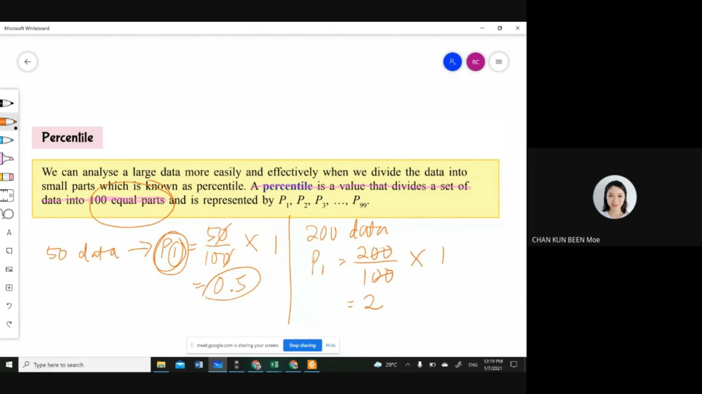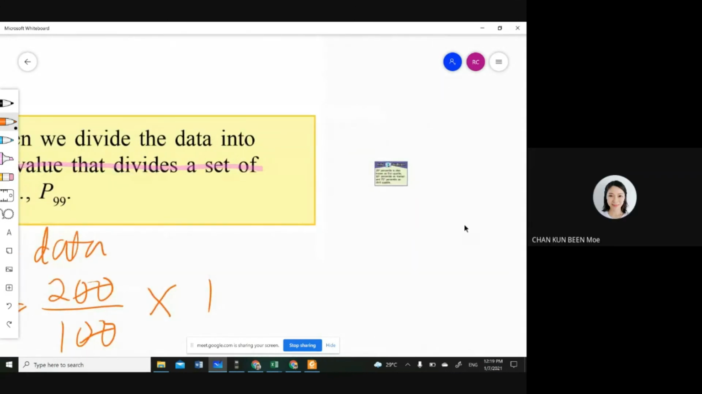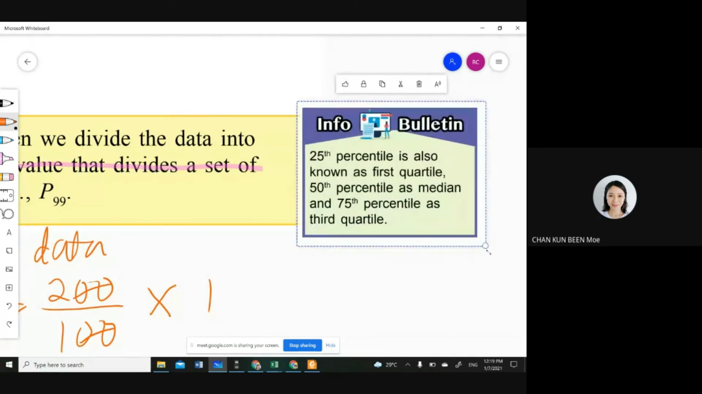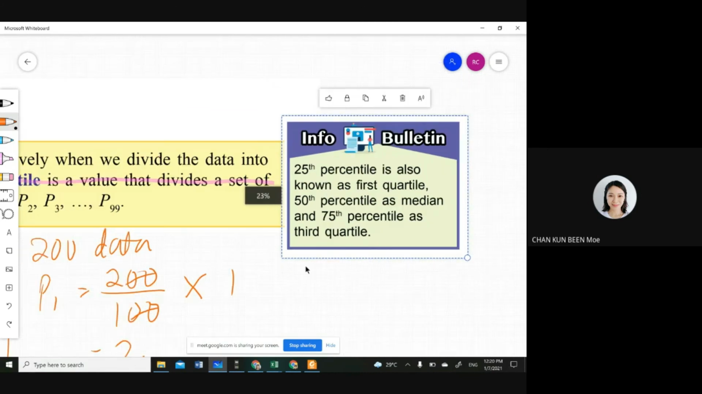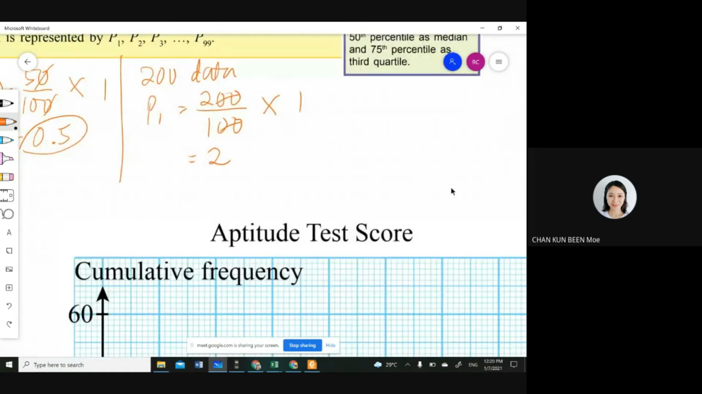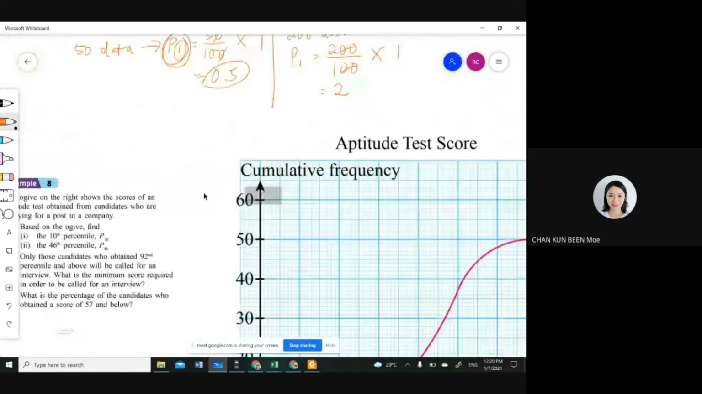Okay, let's move on. There's a little box over here. The 25th percentile is also known as the first quartile, the 50th percentile as the median, and the 75th percentile as the third quartile. Can you understand this? Yes. So the 25th percentile is the first quartile, 50th is the median, and 75th is the third quartile. So you understand this one? Then I move on. We are going to apply the percentile to the question given.